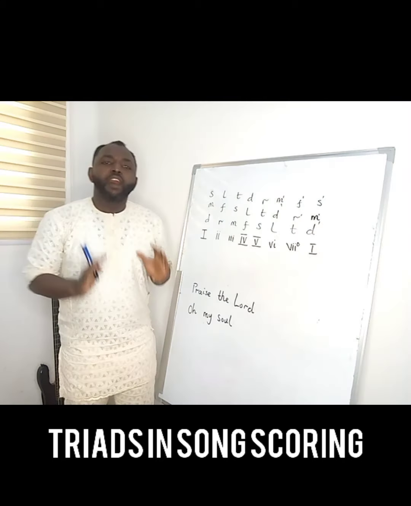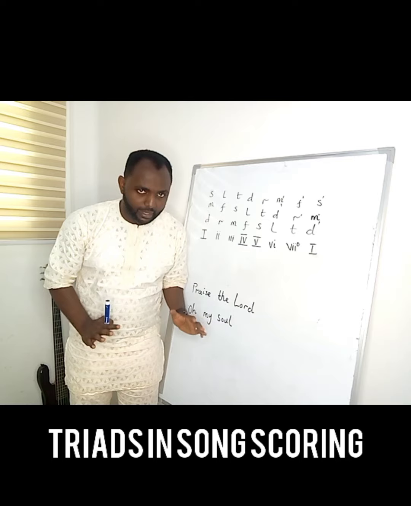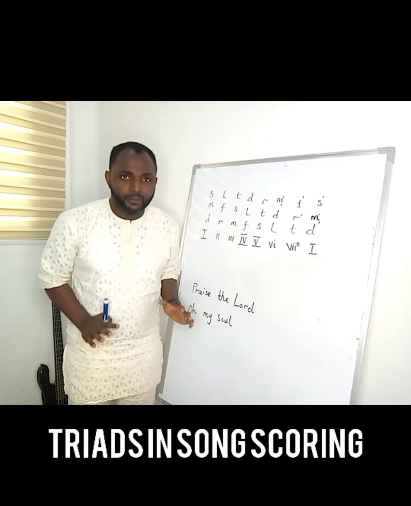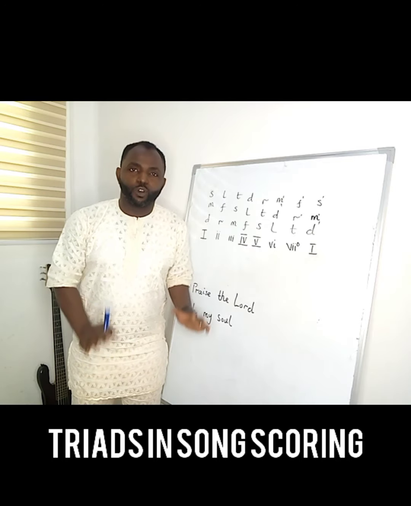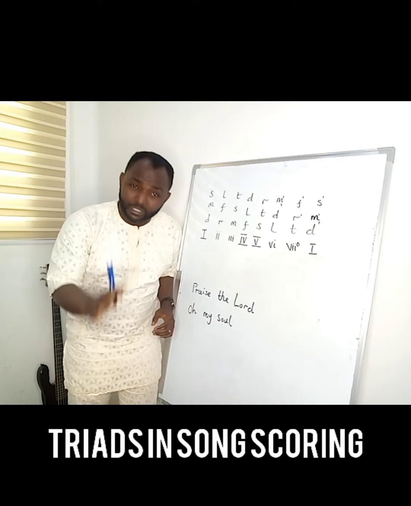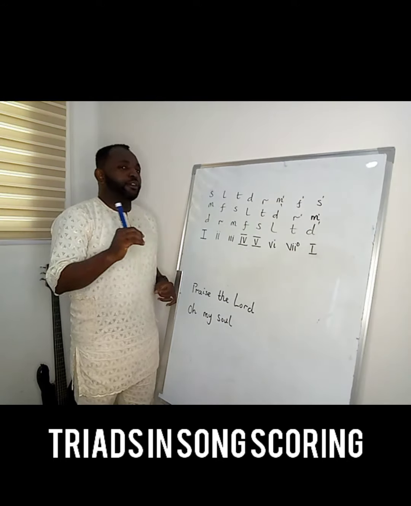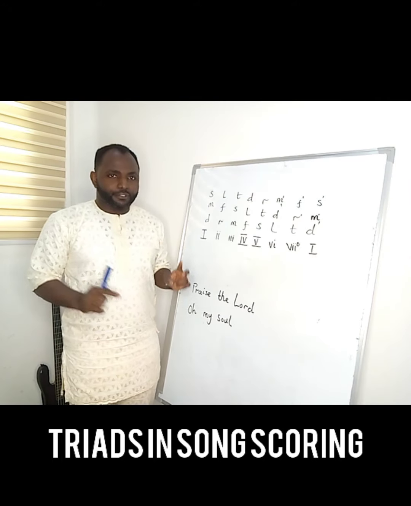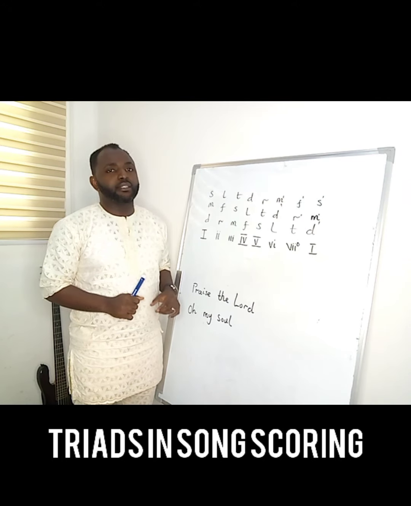Now, how does triad work? That is what I need to explain so that we understand how we can score a song, the soprano part, the alto part, and the tenor part. Triads work in thirds. That's the first thing I need you to understand. What do I mean in thirds?